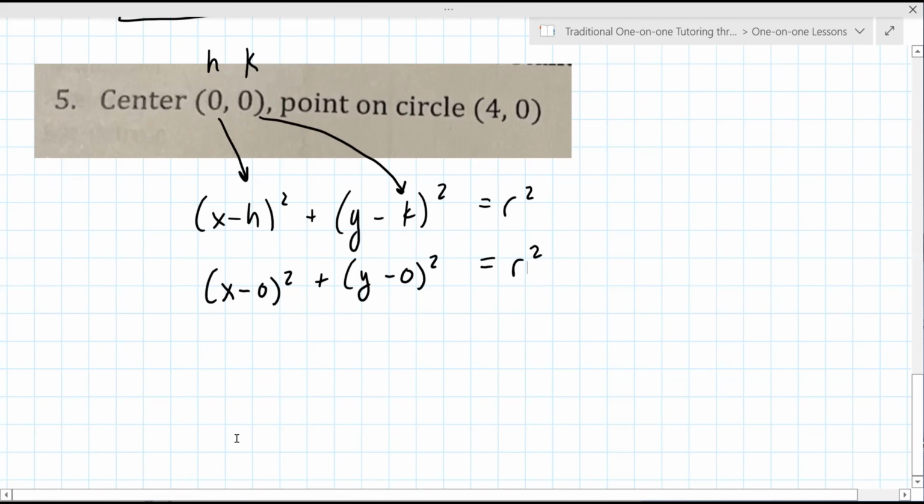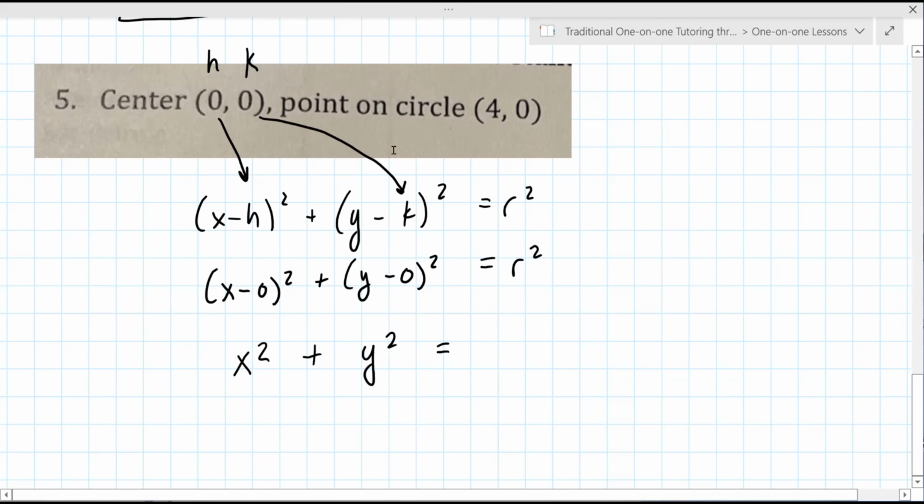That is 0. No, it's not 0, because you're not starting with 0. What are you starting with? X minus 0. Yes, so when you subtract 0, it becomes whatever you started with. X. It's x, that's right. So this becomes x squared. What is y minus 0? Y minus 0, y. Y squared equals.